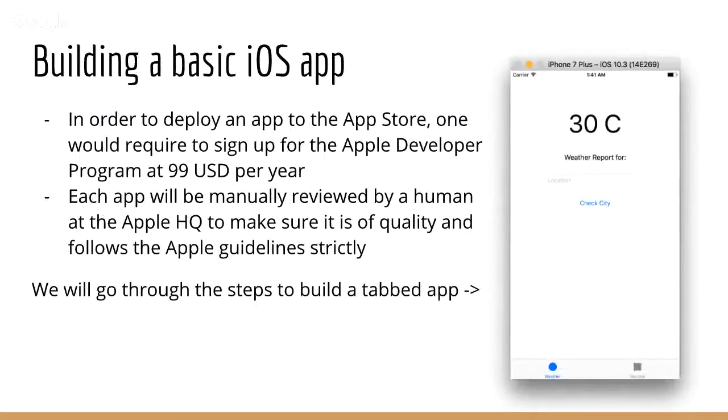Okay, so in order to build a very basic iOS app, if you want to deploy, then you need to sign up. And each app is actually manually reviewed by a human at Apple HQ. If you want to submit an app, sometimes if you pull strings, it gets approved quite fast. A lot of companies, their boss will know someone at Apple. They give them a call, you'll be approved in 3 days. If you don't, you'll be approved in 2 weeks, because they have to manually test the app and see whether it's laggy, this kind of thing.